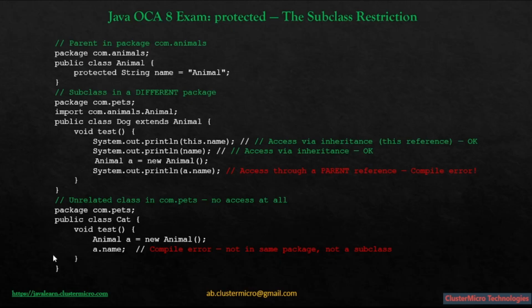Protected access from a subclass in a different package has a nuance that the exam tests specifically. When a subclass in a different package inherits a protected member, it can access that member through its own reference, through this or simply by name. The member has been inherited, so it belongs to the subclass as part of its own state. However, if the subclass creates a reference of the parent type, that is Animal a = new Animal(), then tries to access a.name, that is a compiler error.